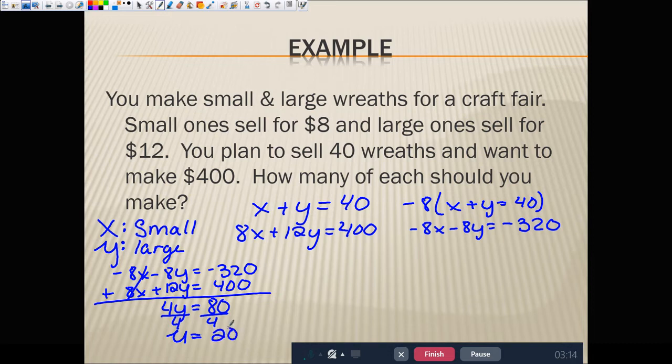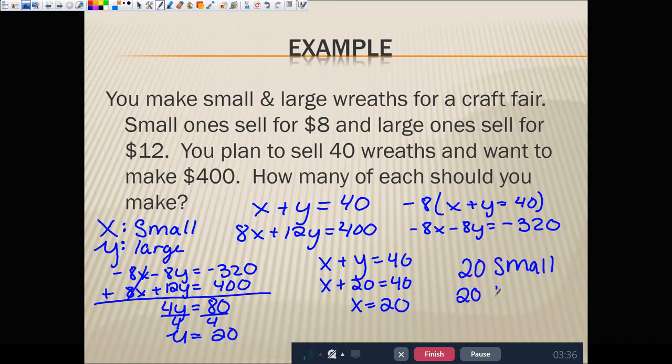Now that I have y, I need to find x. So I'm going to take my original problem, x plus y equals 40, and I'm going to substitute in 20 for y. So x is also going to be 20. So I'm going to have 20 small wreaths and 20 large wreaths.